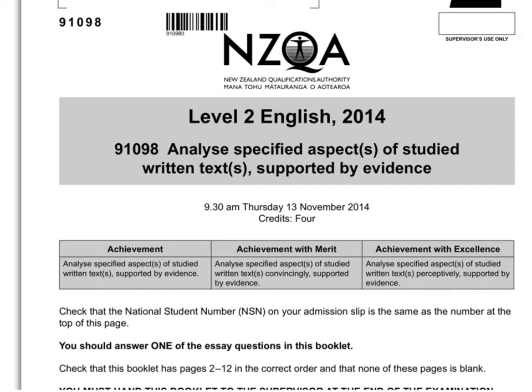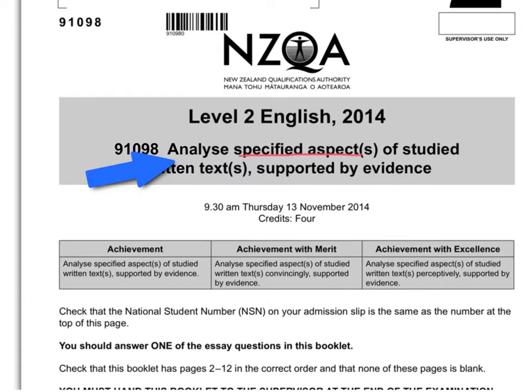In Level 2 text studies, there's a wee bit of a difference from what you experienced in Level 1. Back in Level 1, the key words for a text question involved describe and explain. Those words have gone now. Instead, you have the word analyse. You're analysing specified aspects of a studied written text.